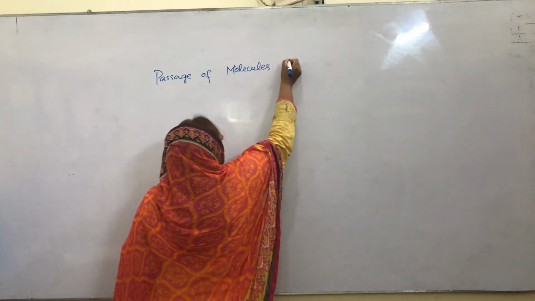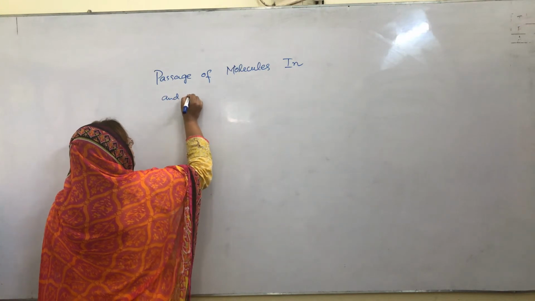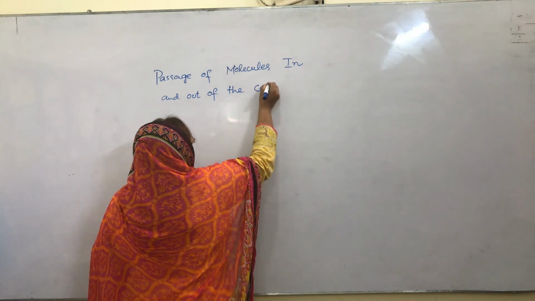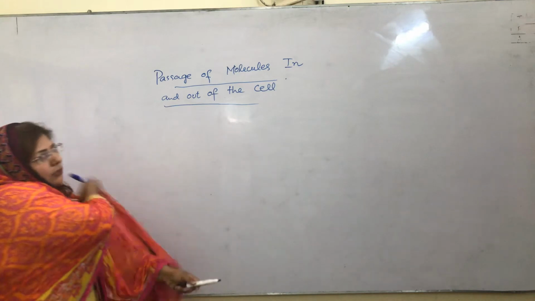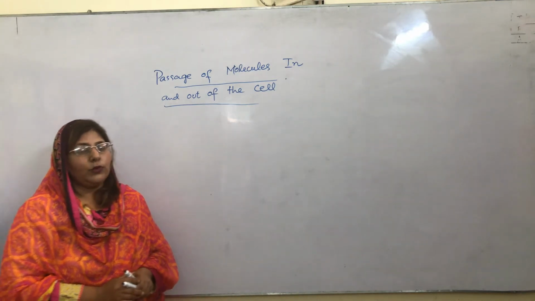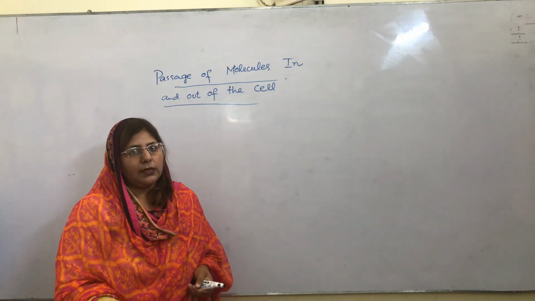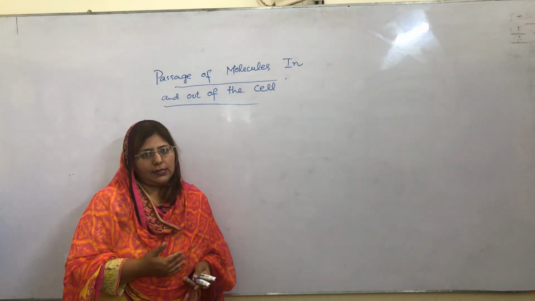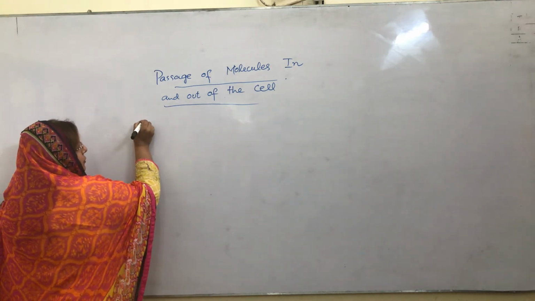Molecules in and out of the cell. First of all, we understand the topic. What is the topic? Passage of molecules. What is the passage? It is the pathway by which some materials can enter the body of the cell and how they can exit the body of the cell. So according to this topic, first we will discuss diffusion.